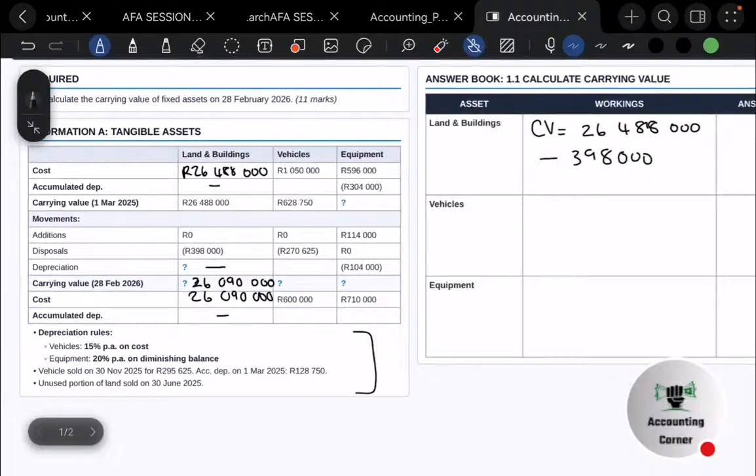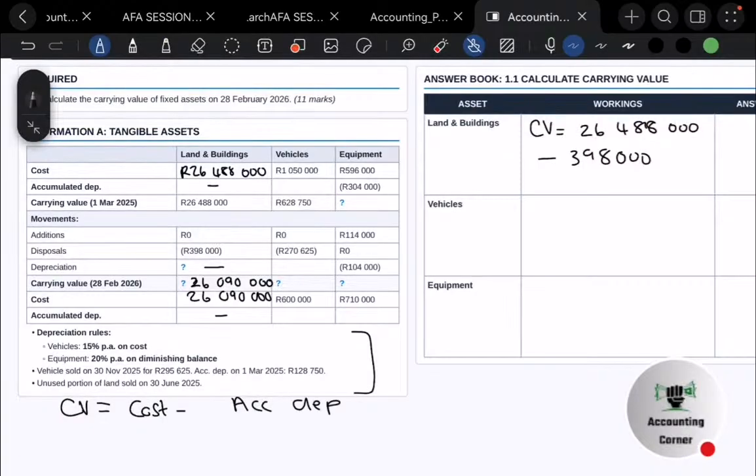Then we get to vehicles. For vehicles, they've given us our cost at the beginning and the carrying value at the beginning. For the accumulated depreciation, we need to calculate it ourselves. As we know, carrying value is equal to cost minus accumulated depreciation. Since accumulated depreciation is now our unknown, we rewrite the formula: accumulated depreciation equals cost minus carrying value.